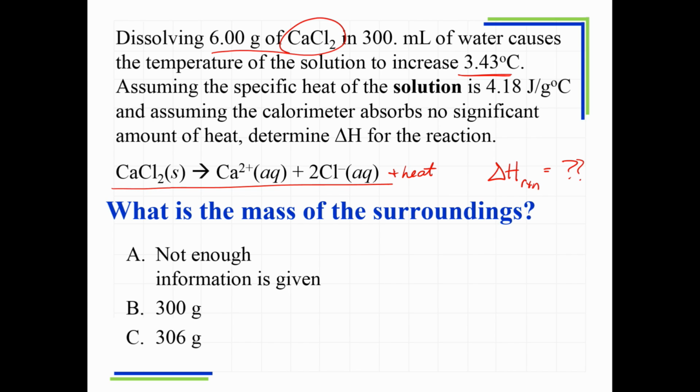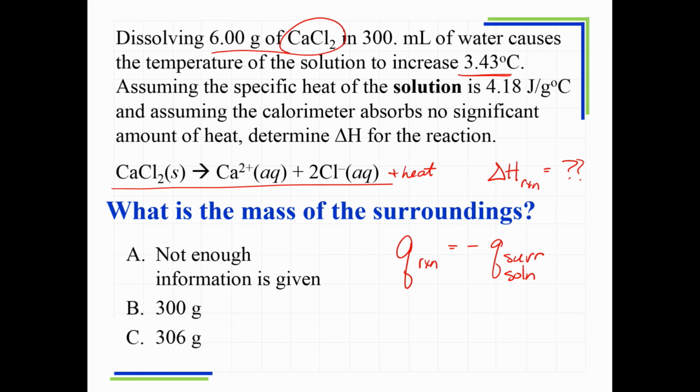Now we know that the heat of the reaction is equal to the negative heat of the surroundings. The surroundings is the solution that's being formed. Now this reaction is taking place, but the substances themselves are warming up, and the water that it was dissolving in is warming up by this 3.43 degrees. So I want you to think about what is the mass of the surroundings before we go any further. So stop and choose your answer and then resume.